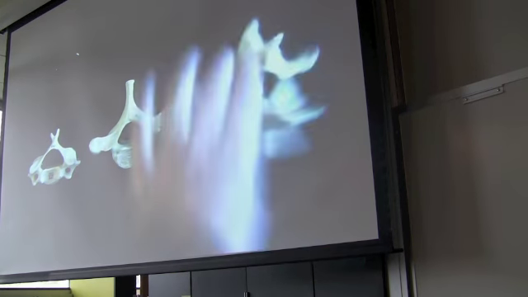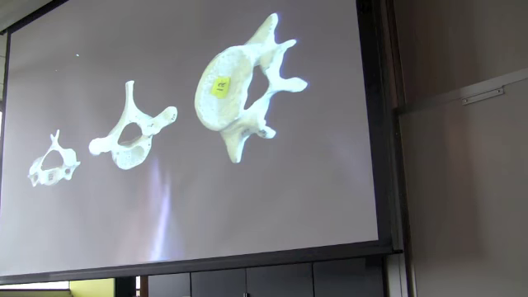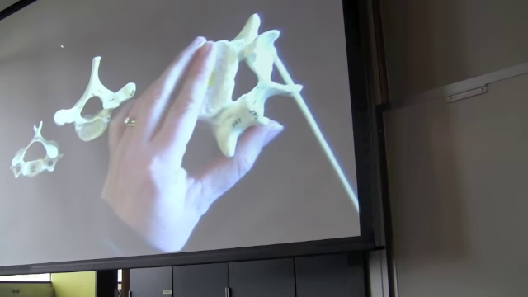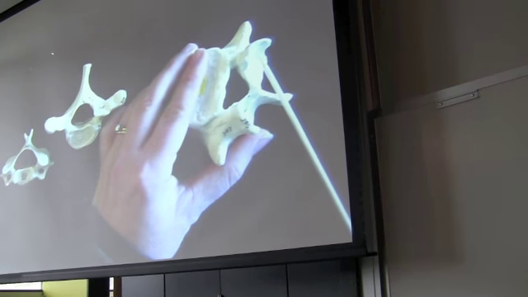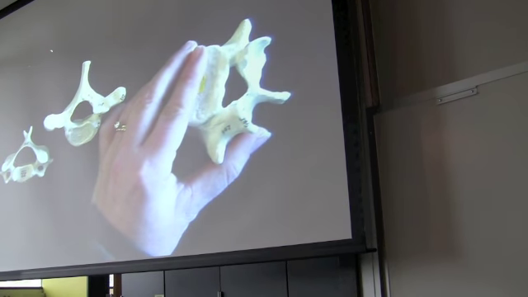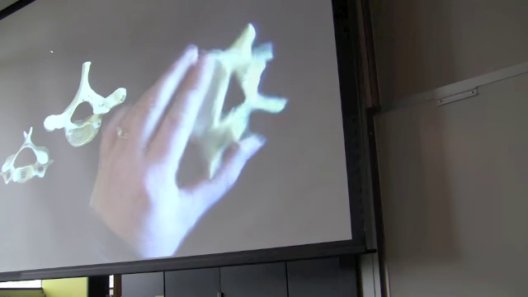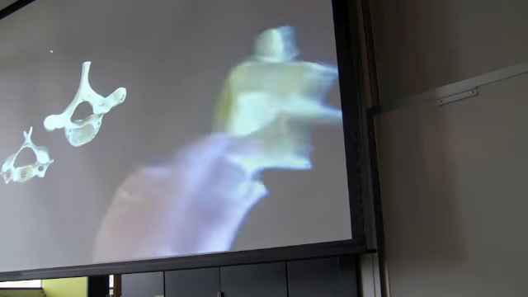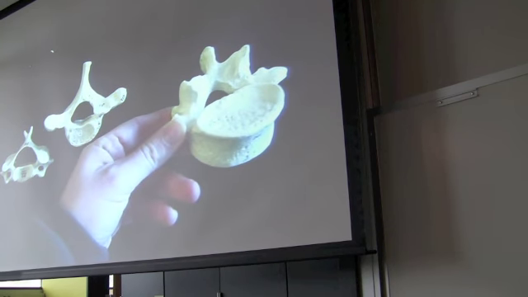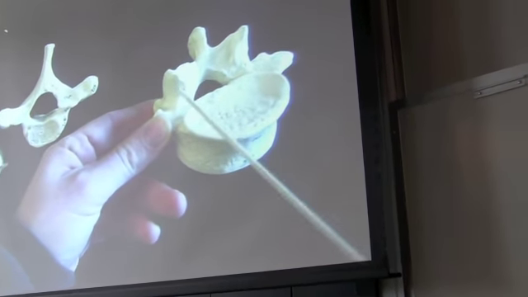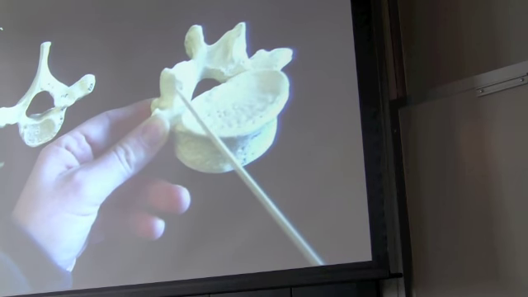On this lumbar vertebrae, see how it's almost like a cup? It's scooped right here. That's called the superior articular process, here and here. Then if I flip it upside down, right here and right here are the inferior articular processes.